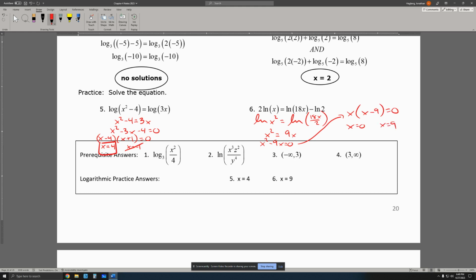Let's check and see whether both of these work. Remember, the argument has to be positive. It can't be negative, can't be 0. So our first solution, x equals 0, if we plug it in here, both of these arguments equal 0, which the log cannot have an argument equal to 0. It must be greater than 0. If we plug in 9, that's totally fine. That's a positive quantity for both of these. So 9 is the solution, x equals 9.